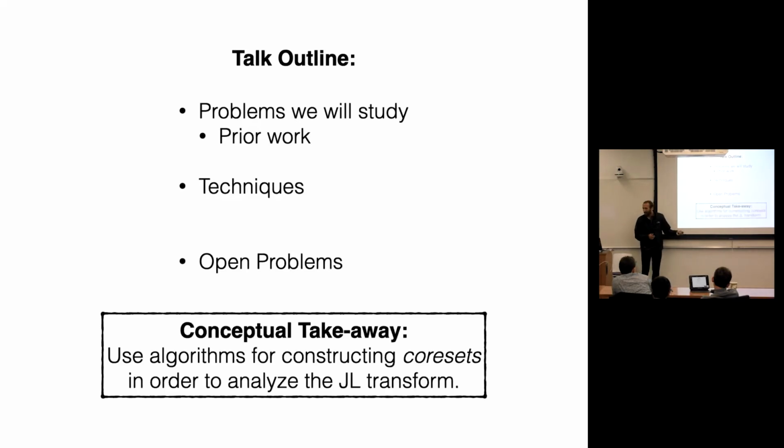But before we get into it, let me just tell you the conceptual takeaway of the talk: in the analysis of Johnson-Lindenstrauss, I'm going to use algorithms for constructing coresets. And if you haven't seen what coresets are, I'm going to go into it. They're like this really cool tool from computational geometry. And I'm going to use the algorithms for coresets to analyze what happens when I multiply by a random matrix.